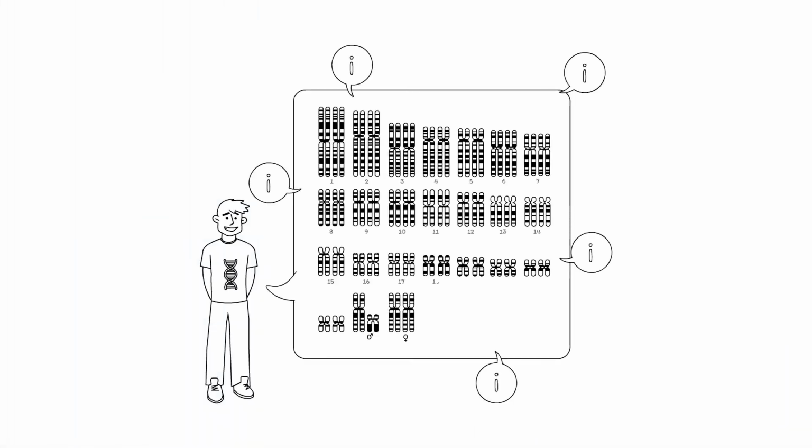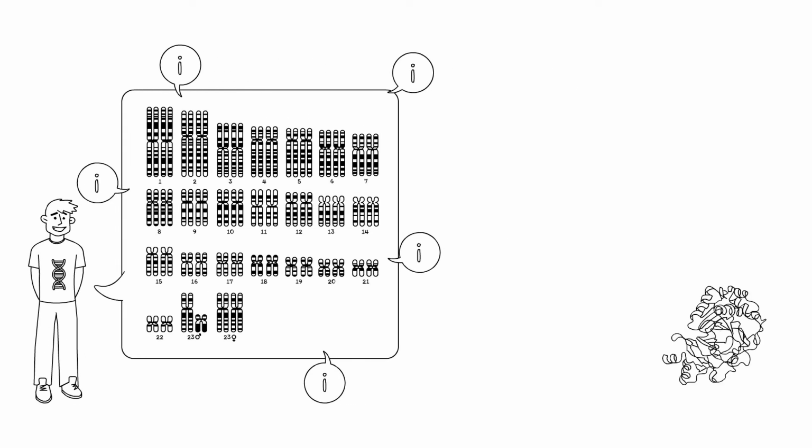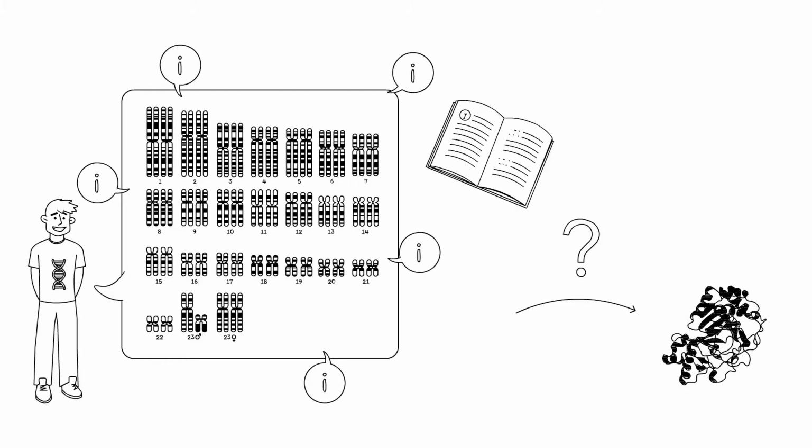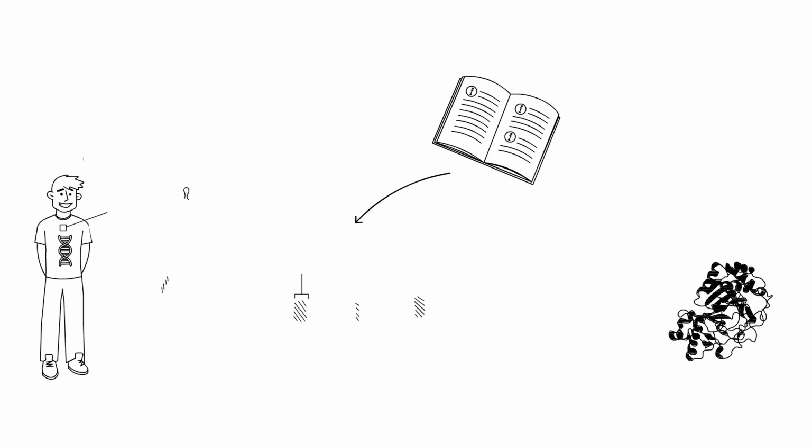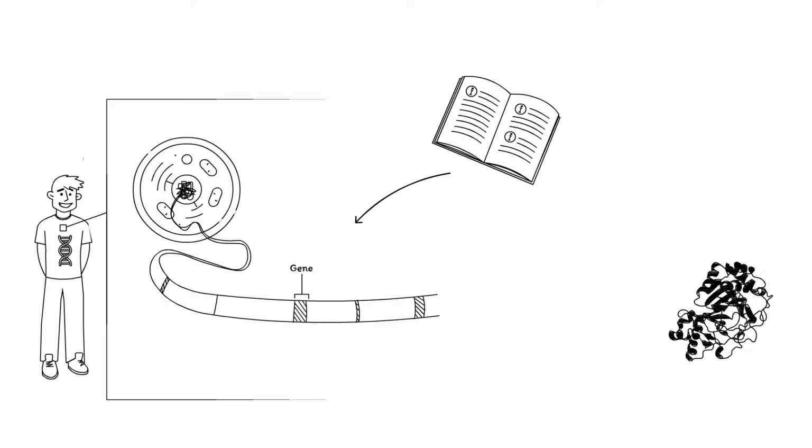Our genome stores a lot of information. But how is all this information turned into functional units? Our genome is basically a manual that contains different sets of instructions. These instructions appear in the form of genes.